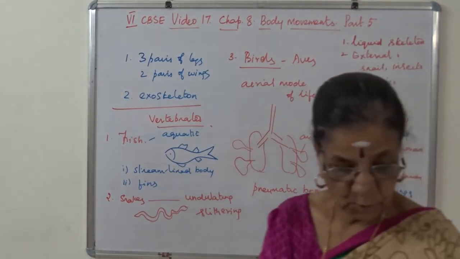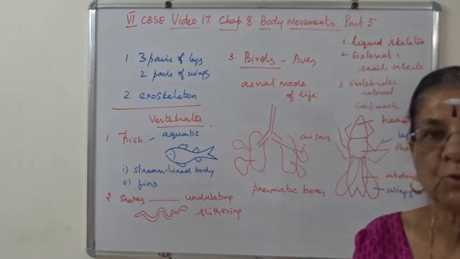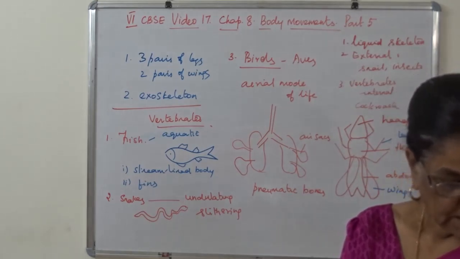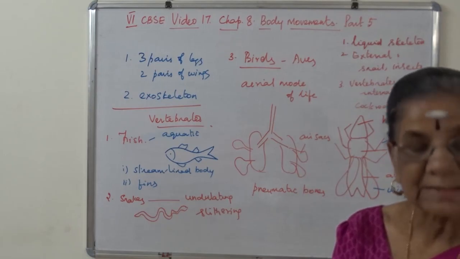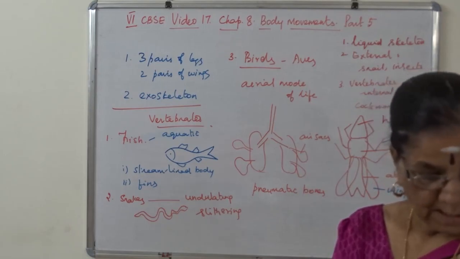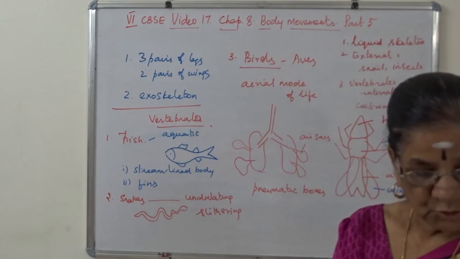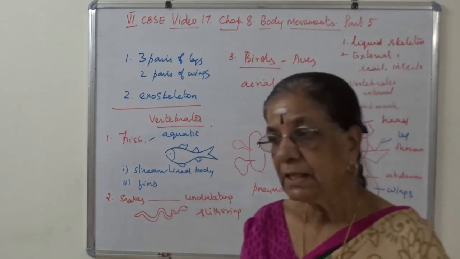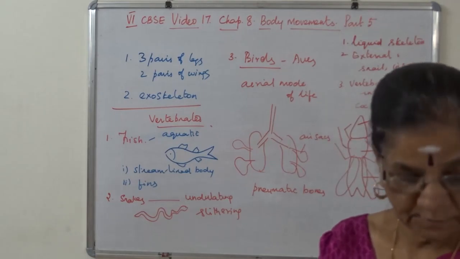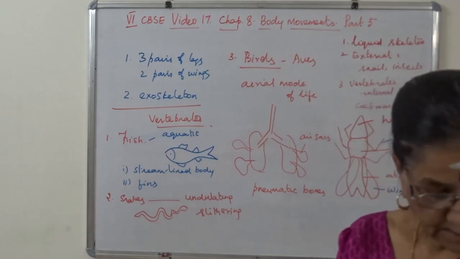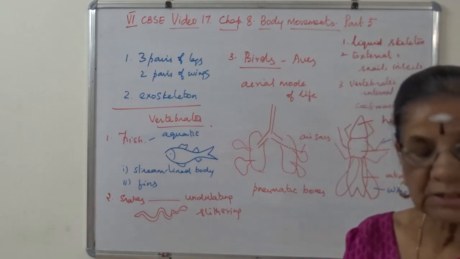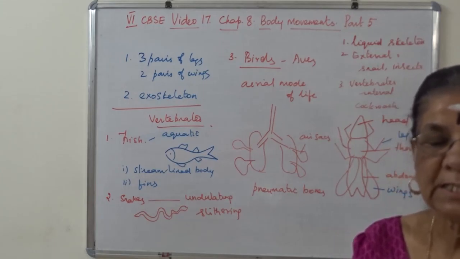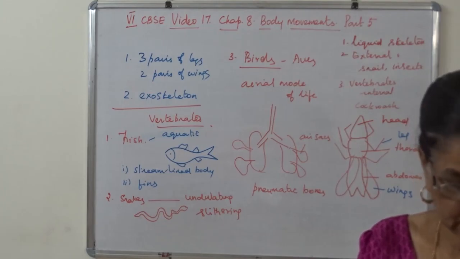Right? Their forelimbs are modified into wings with feathers. And they have powerful muscles for flying. And they have smooth flight feathers. They use their tail to change direction. Birds use their tail to change their direction.